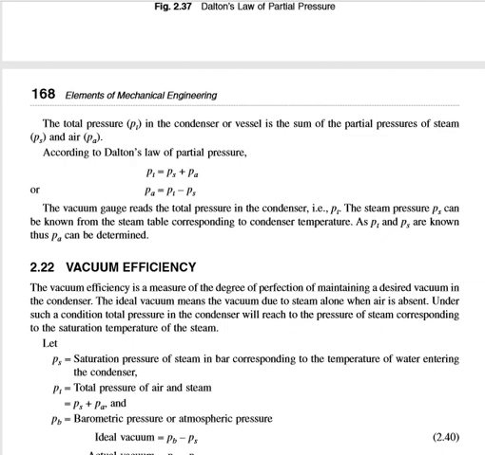From this law we can conclude the total pressure in the condenser. The vacuum pressure reads the total pressure in the condenser, that is PT, and the steam pressure PS can be known from the steam table corresponding to the condenser pressure. When the condenser pressure as total pressure and PS are known, we can determine the partial pressure. That means from Dalton's law we can find the total pressure inside the condenser. This is the importance of that law.